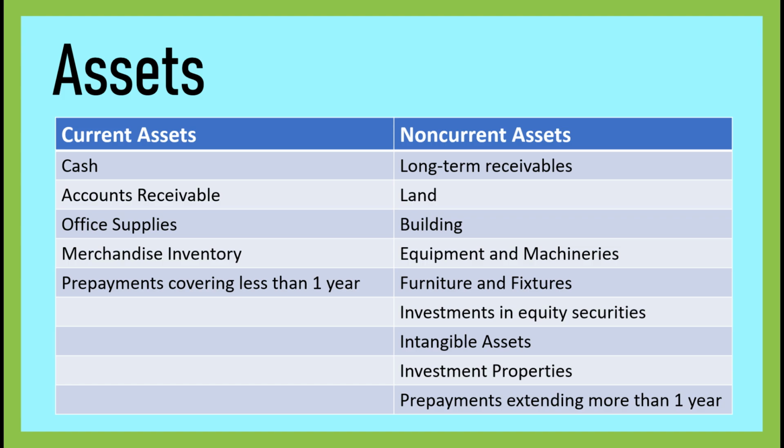And then we also have prepayments extending more than 1 year. So if you have prepayments extending more than 1 year, like insurance policies, then that would fall under non-current assets. But the current portion of the prepayments within 1 year will be recorded as a current asset. So basically, those are the examples of current and non-current assets. Some of those terms will be introduced to you deeply one by one as the lesson goes along the way.